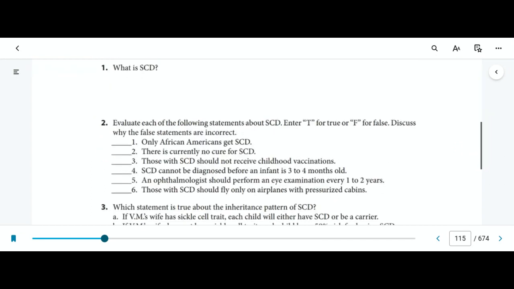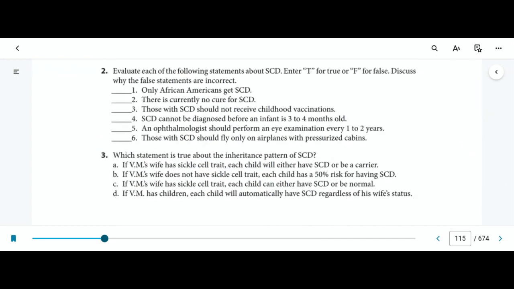Sickle cell disease, we're not going to talk about that. Let's do number 2. True or false? Only African Americans get sickle cell disease. False. That's right. The highest prevalence is in African descent, but people from Spanish-speaking regions like South and Central America, Saudi Arabia, India, Mediterranean countries such as Turkey, Greece, Italy, all can have sickle cell disease.